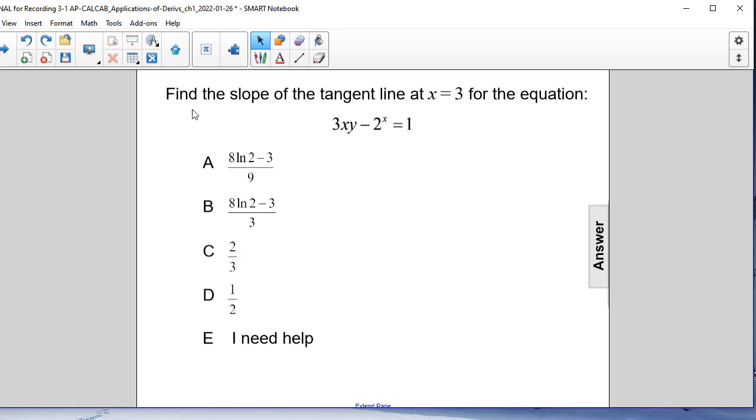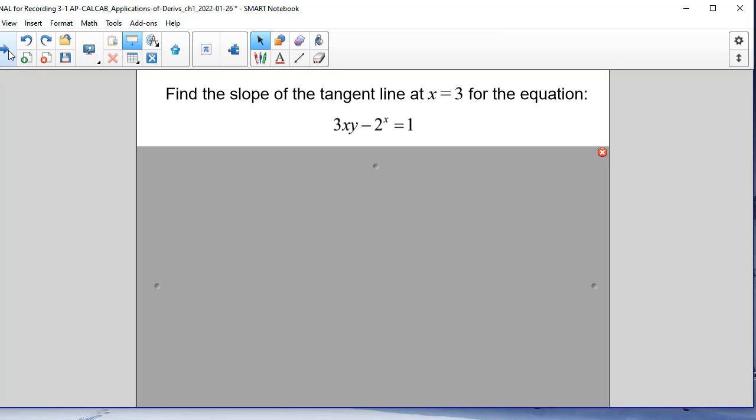Find the slope of the tangent line at x is equal to 3 for the equation 3xy minus 2 to the x is equal to 1. I'm going to temporarily remove the answers so that I have a workspace. I also want to point out that when I find the derivative of 3xy, I'm going to need to use the product rule, and I also need to use implicit differentiation.